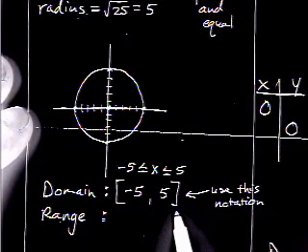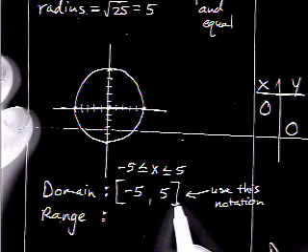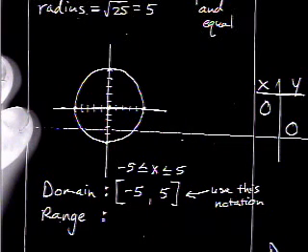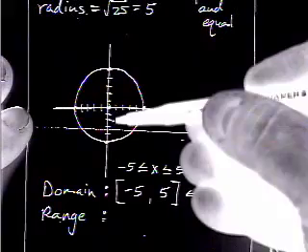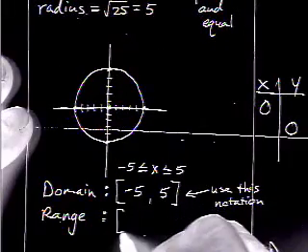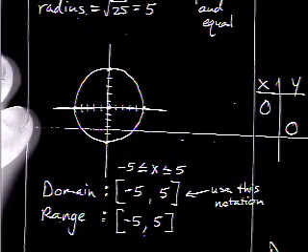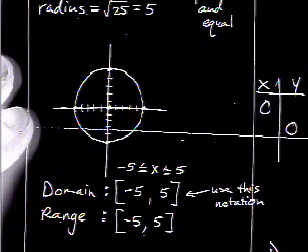The bracket indicates that you are including the endpoints. It's like the equal part right there. If it was a parenthesis, that would mean you would not include, or it would be not equal to that value. Now, the y value for the range being here to here, that is also negative 5 to 5. So my domain and range are the same in this particular situation.